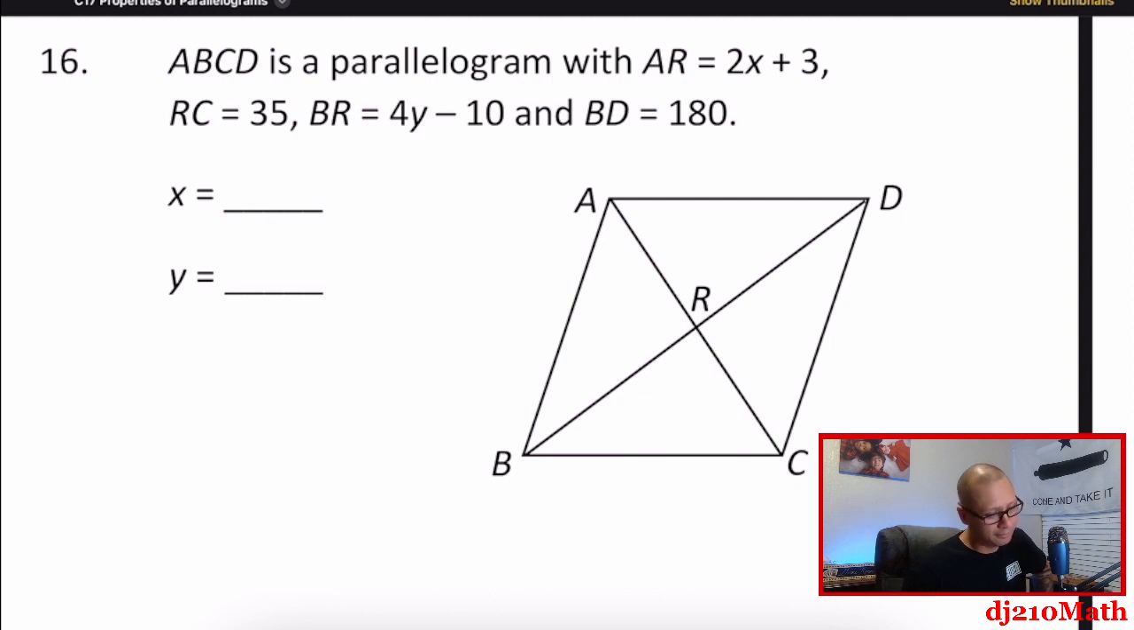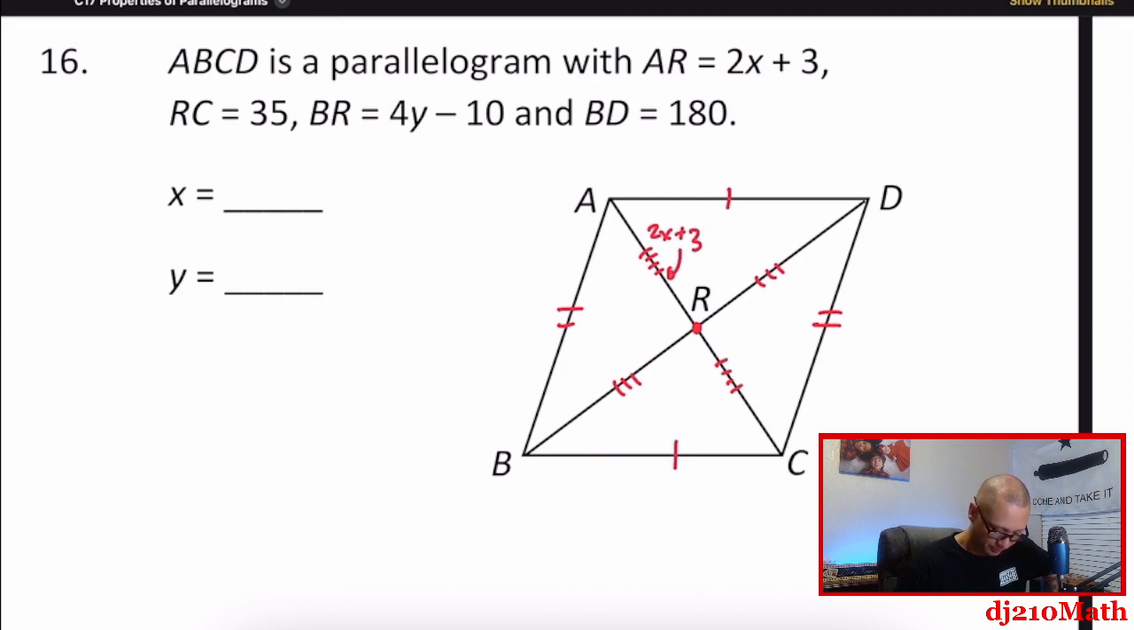ABCD is a parallelogram. Okay, so now they're telling us, right, that opposite sides are going to be congruent. That's what parallelogram translates to. And that the diagonals bisect each other. Parallelogram is math for opposite angles are congruent and the diagonals bisect each other. Okay, so we need to figure out AR is 2x plus 3.